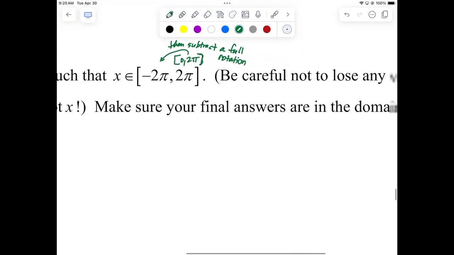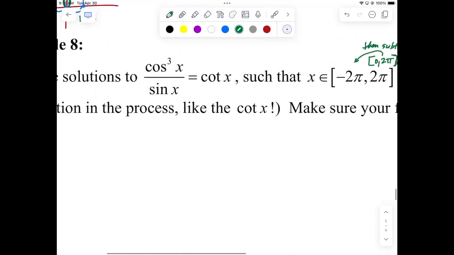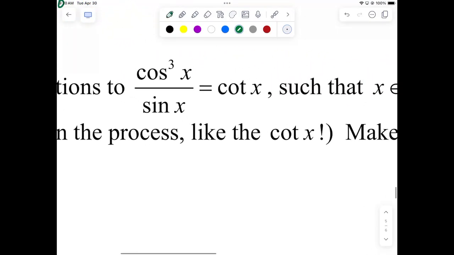All right, make sure your final answers are in the domain of the equation. Okay, lots of warnings here. Now, notice we have three trig functions: cosine cubed, sine of x, and cotangent of x. I know that sine of x can't be 0. Would y'all agree? If sine of x is 0, then I'm dividing by 0. That doesn't work.